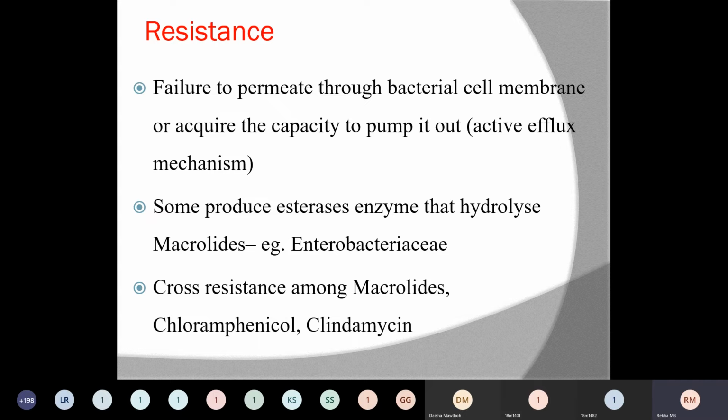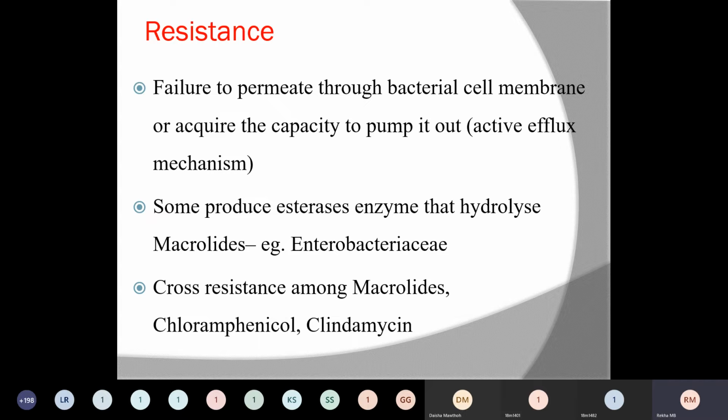Now, coming to the mechanisms by which organisms develop resistance to macrolides. The first mechanism is that bacteria may bring about some alteration in their cell membrane so that there is decreased entry of macrolides into the bacteria. The second mechanism is that they may develop an active efflux mechanism by which they can throw out the macrolides. The third mechanism is that Enterobacteriaceae organisms produce an esterase enzyme which will hydrolyze the macrolides.